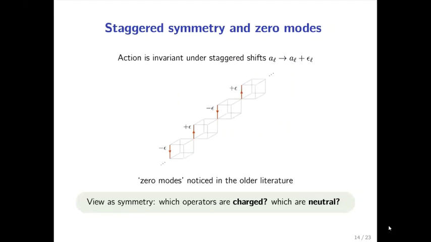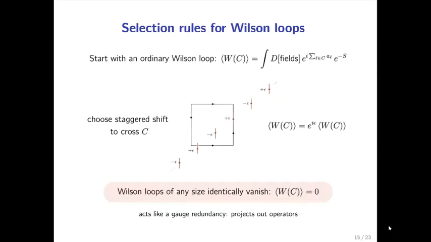Okay. And this is the source of the zero modes, which were noticed in the older literature. But for us, we wanted to view this really as a symmetry and ask, first, what are the operators which are charged, and are there operators which are neutral under these staggered shifts? Okay, so let's look at a Wilson loop. That's the most obvious observable. So we insert some Wilson loop on some contour on the lattice. But then what we can do is we can choose these staggered shifts to pass through exactly one link in this curve. And we find that the Wilson loop expectation value picks up some phase, epsilon.